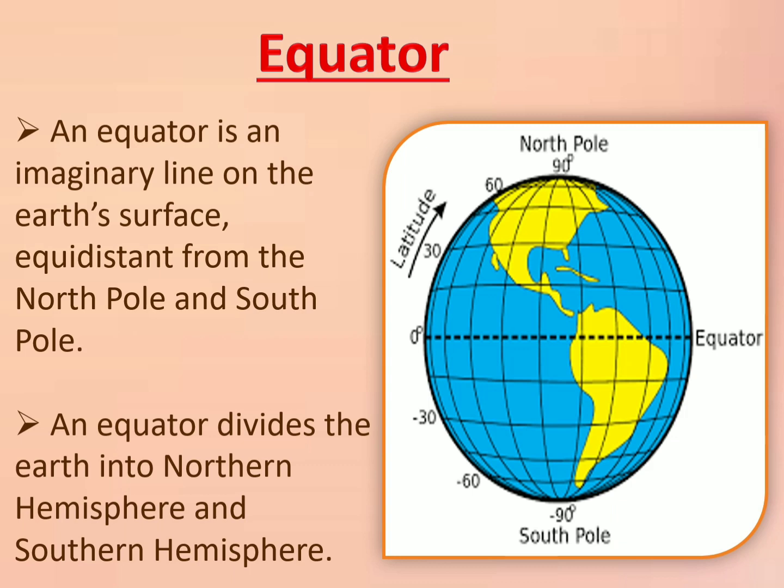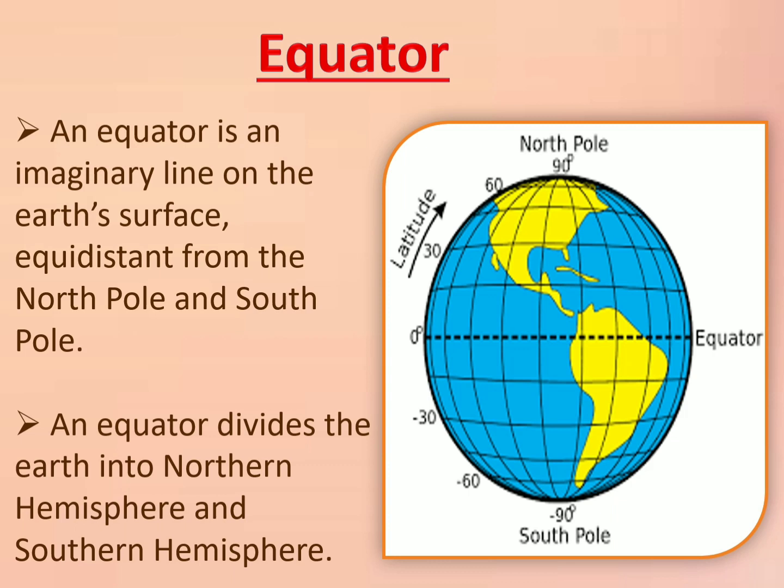An equator is an imaginary line on the Earth's surface equidistant from the North Pole and South Pole. In the diagram given, you can see where is the North Pole and the South Pole, right? And the equator line is exactly in the middle at 0 degrees. Equidistant is the same distance from the North Pole to the equator, and from the equator to the South Pole. So that is known as equidistant.